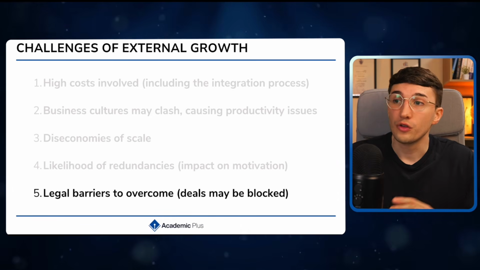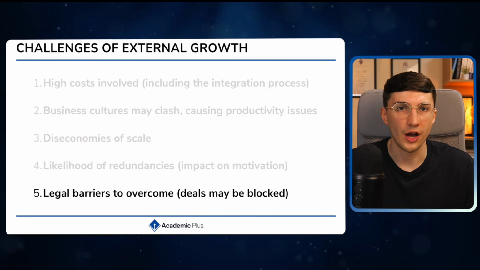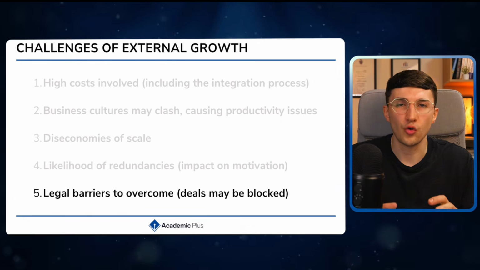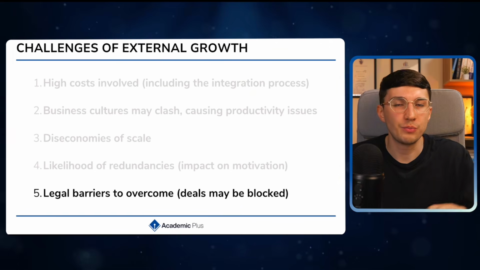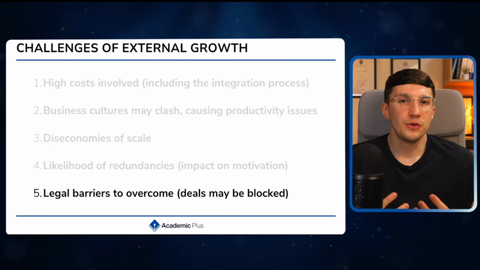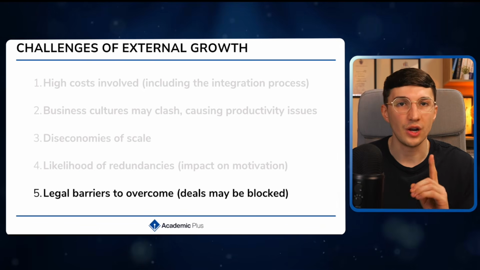And finally, there could also be some legal barriers to overcome. Now, when we spoke about theme 2.5, we had a look at all the legislation. Competition policy tries to stop a monopoly from happening. A great example is when the Sainsbury's and Asda merger was actually blocked by the CMA. So the problem that you might have from external growth is that you're not allowed to do it, or there might be a lot of delays.